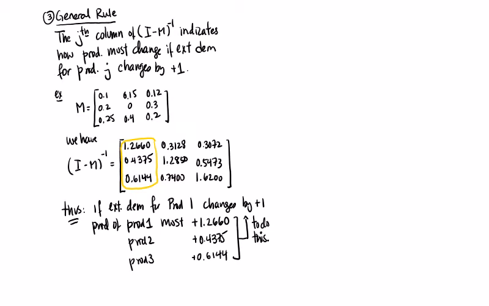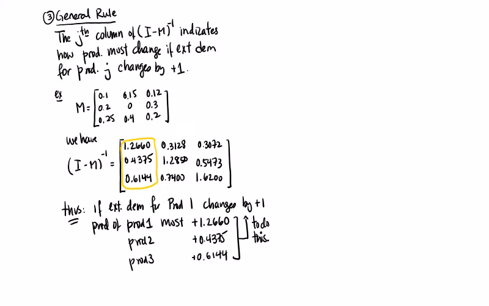So in other words, say the government gets a request that the external demand for product 1 must go up by 1. Then the government would call industry 1, sector 1, and say, increase your production by 1.2660, and then product 2, and then product 3.